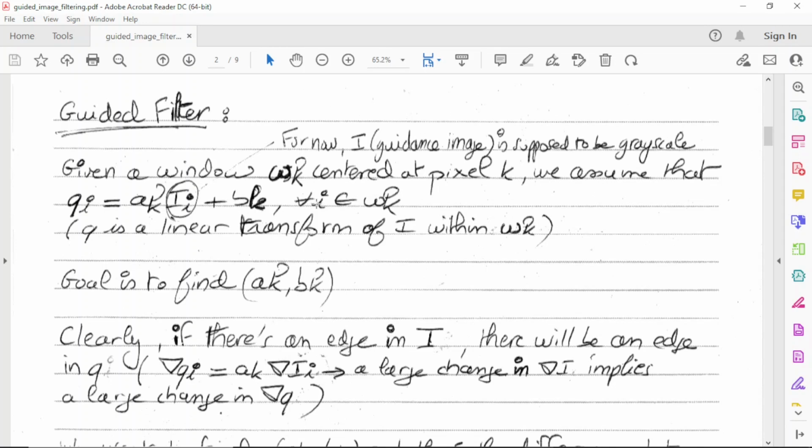And this should hold for any i inside that window centered at pixel k. So k is for the reference pixel, and i is for the pixel in that window centered at pixel k. Basically what we are trying to do is get a linear transform of I, the guidance image, the left image, within that window. And the unknowns are a_k and b_k.